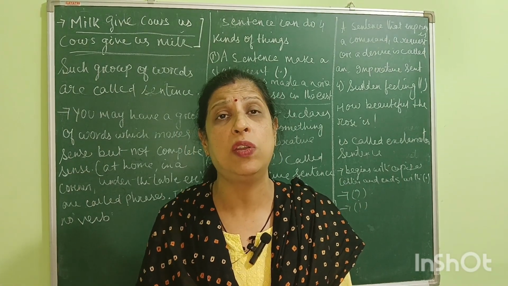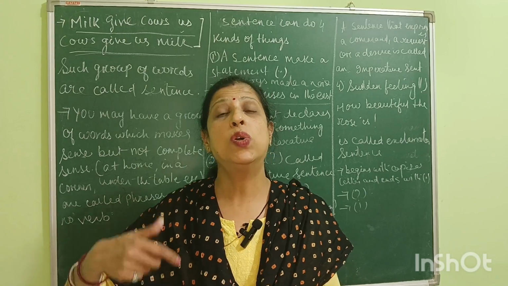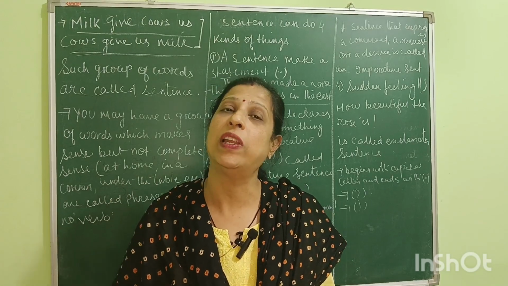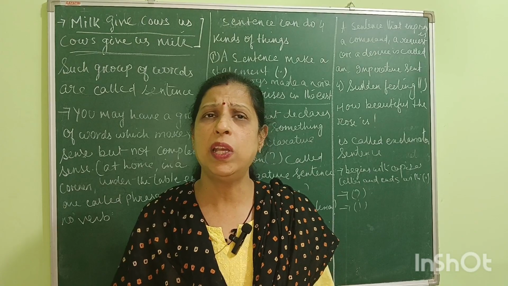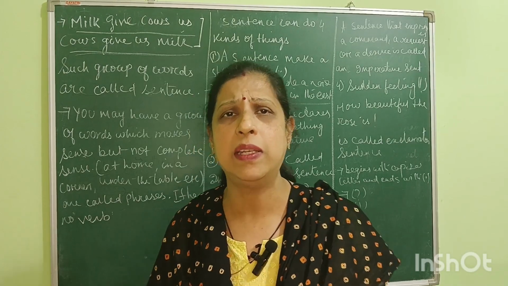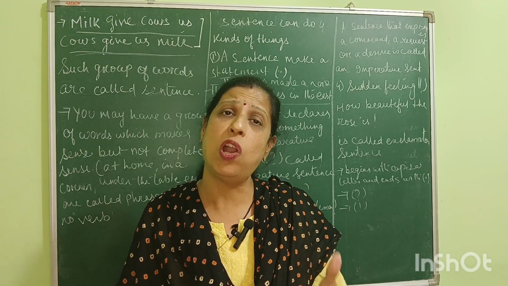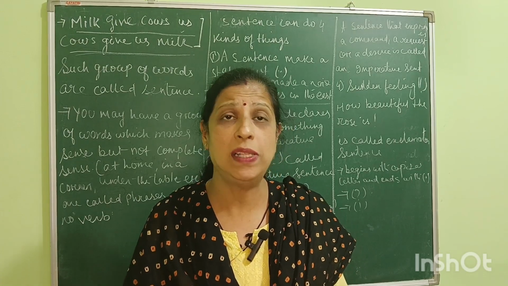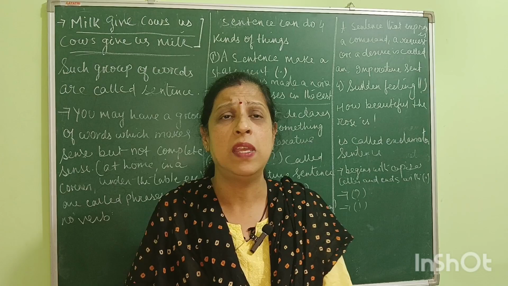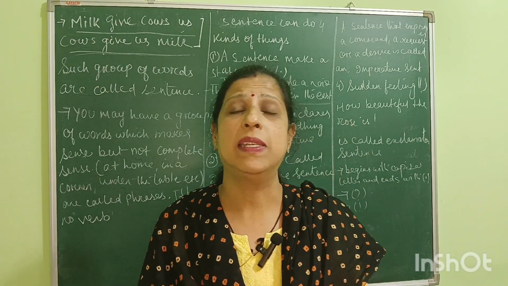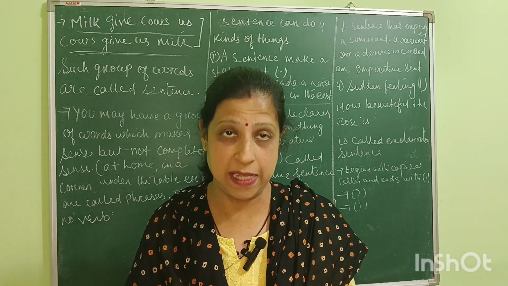Where is the sentence gone? What am I trying to say? So these are things which are totally incomplete. In "at home," "in the corner," "under the table," what am I trying to say? These are all incomplete sentences. These are called phrases. They are not called sentences because they are groups of words which have no verb in them and they do not make complete sense.